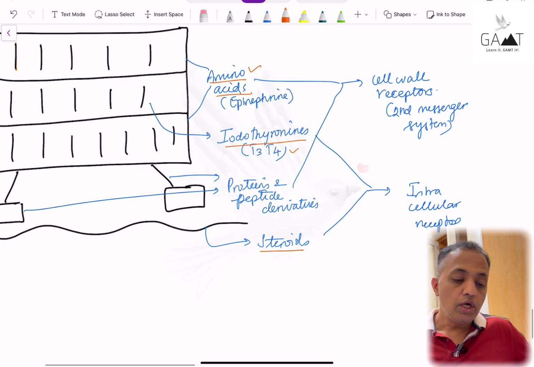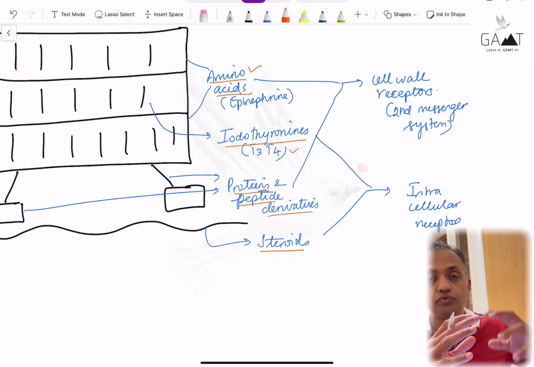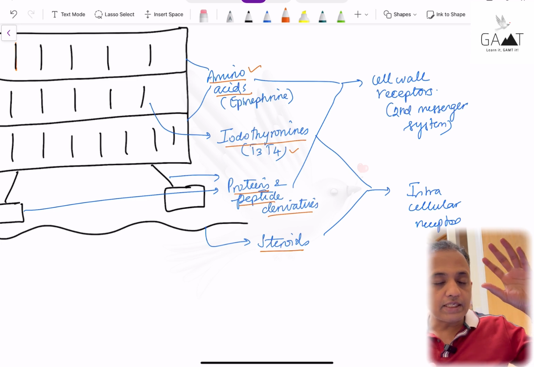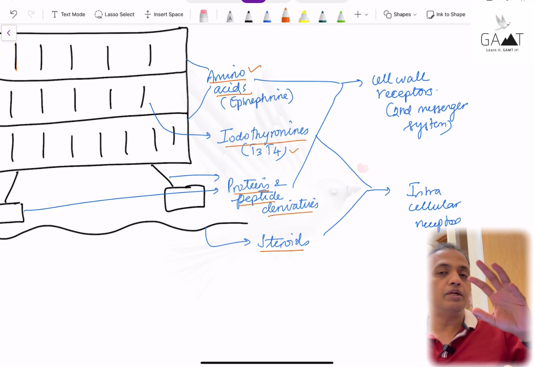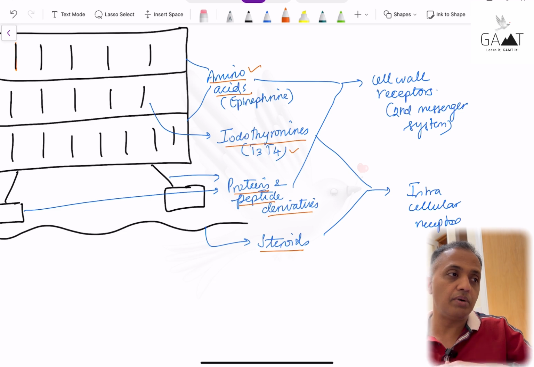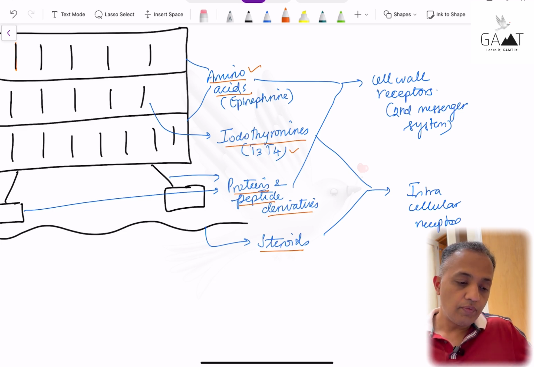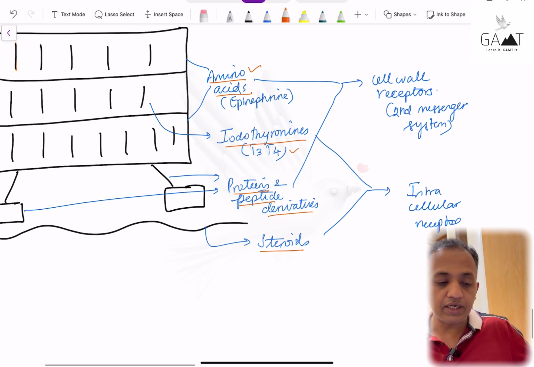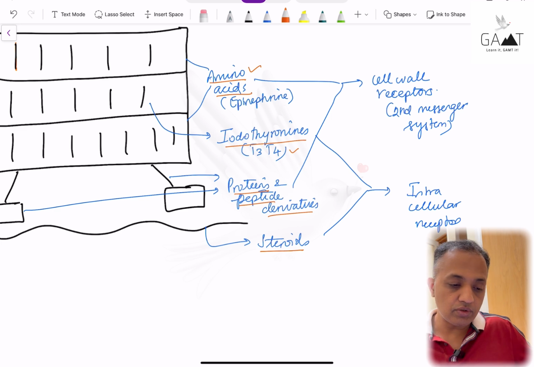Now if you look at the mechanism of action, these are the four groups of hormones. Amino acid derivatives, which are catecholamines; iodothyronines, which is thyroxine; polypeptide and protein molecules, which are most of the hormones; and the steroids, which are secreted by the adrenal cortex and the gonads. So how do they act on the cell? You can see it's kind of alternating. The top and the middle act in one way, and the remaining two act in the other way.